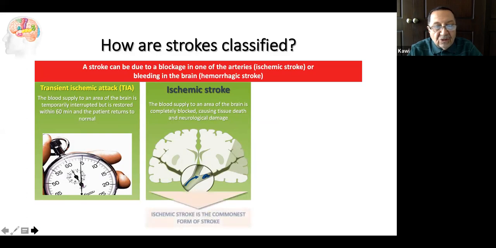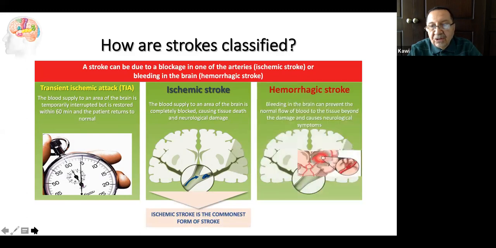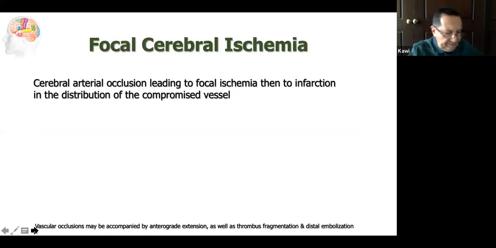So the ischemic stroke is the commonest form of stroke, while hemorrhagic stroke is less common. And as we can see, sorry about that. Focal cerebral ischemia is an occlusion leading to focal ischemia, then to infarction in the distribution of the involved vessel.